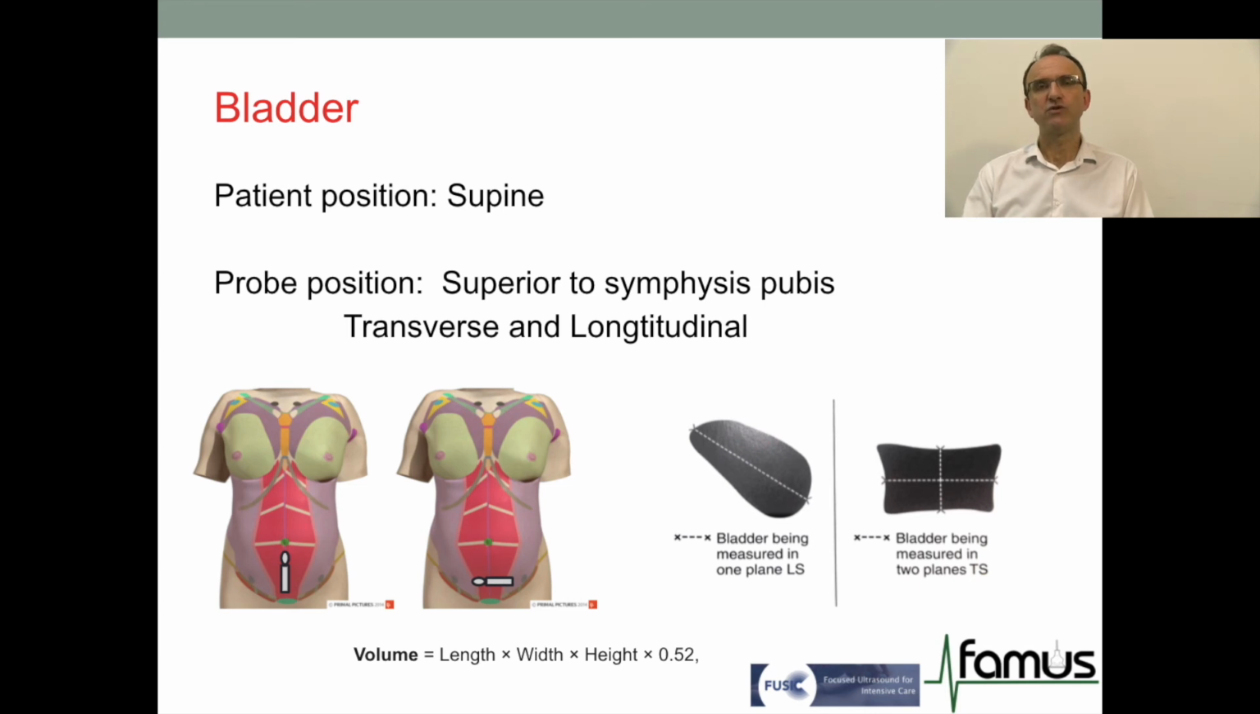Using these 2 projections, we will be able to draw 3 diameters. One is the height of the bladder, one is the width, and one is the length. By multiplying these 3 diameters by 0.52, we will be calculating the volume. We will be estimating the volume of the bladder.